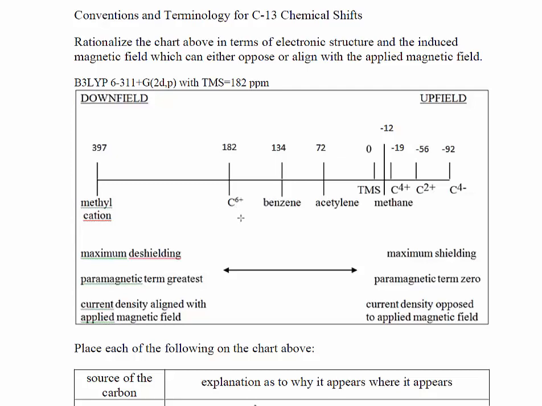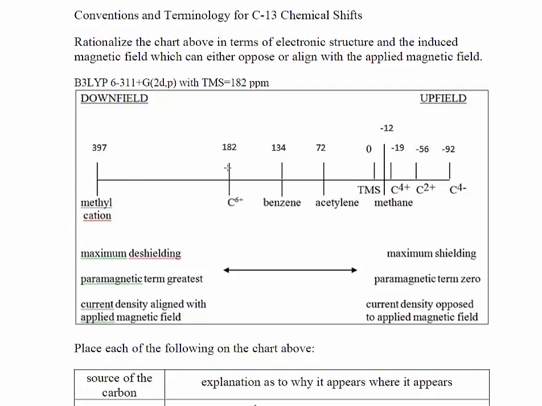The last one on here I haven't talked about yet is the C6+. What's carbon C6+? That's a carbon with all of its electrons removed. It's a naked carbon nucleus, if you will. And its shielding is going to be 0. And so with respect to TMS, that would locate it at 182 parts per million. There's no shielding at all. This is where the sigma term would be 0. And it's found somewhat in the middle of the carbon spectrum.